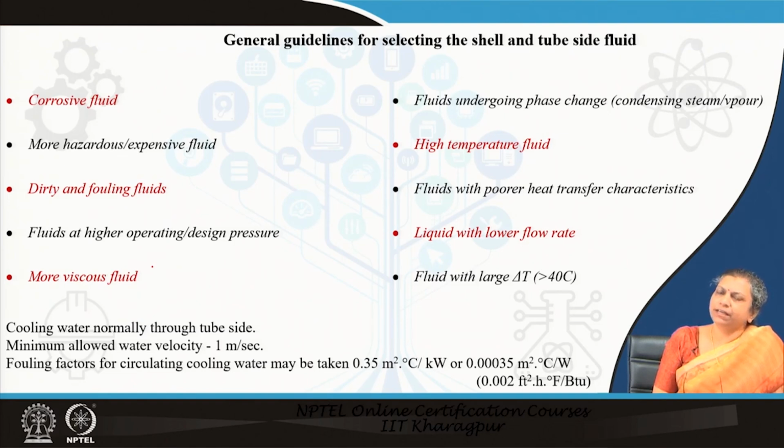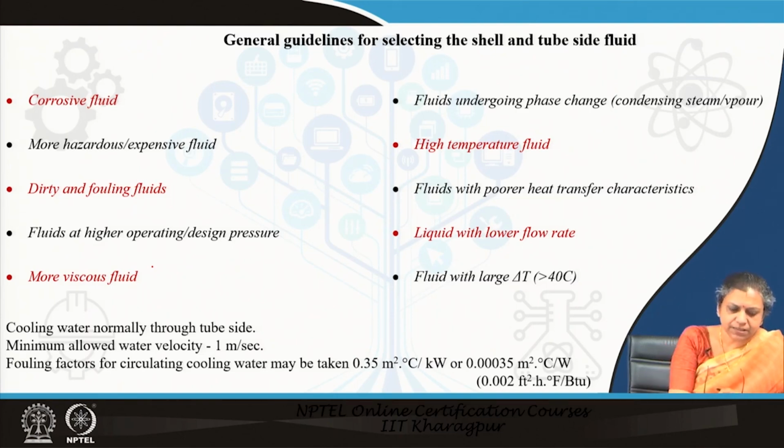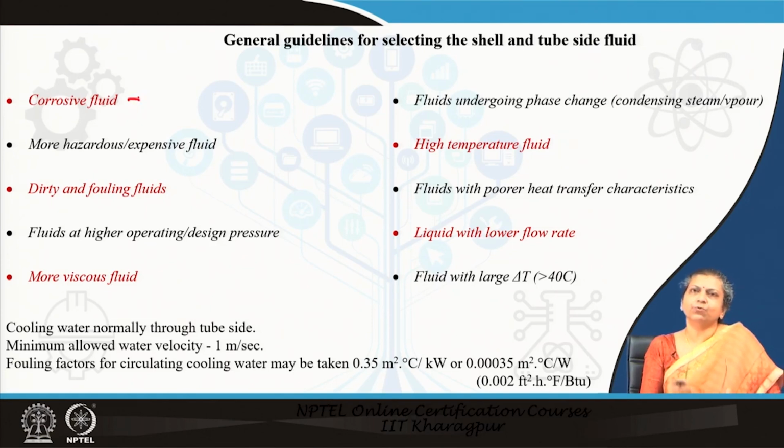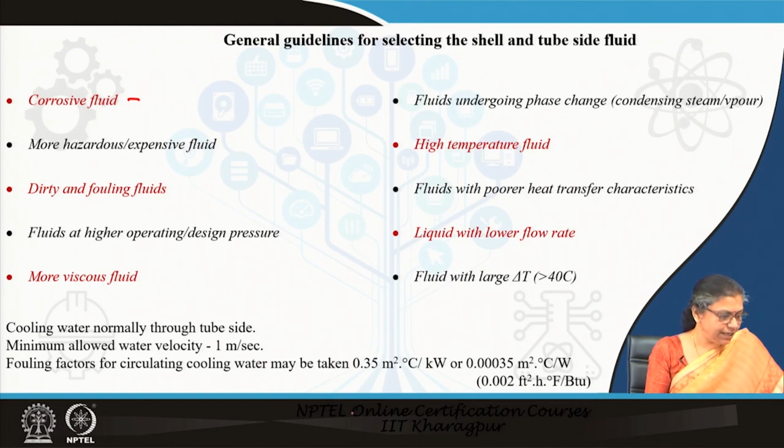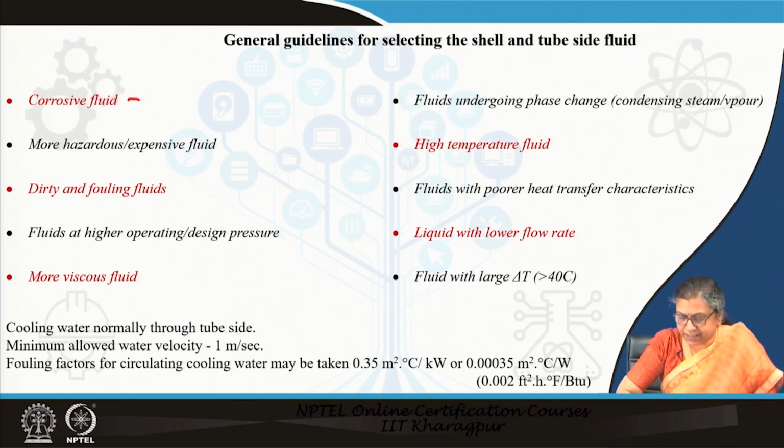Let us take up one by one and see where you will prefer to put this particular fluid under generalized conditions. Say for example, corrosive fluid. It is quite evident that if you put the corrosive fluid on the shell side, then what happens? Both the inner wall of the shell as well as the outer wall of the tube get corroded. You would definitely not want that. The other thing is, if you take up the corrosive fluid and put it on the tube side, then it is easier also to clean the tube, and the other thing is it is easier to replace the tubes.